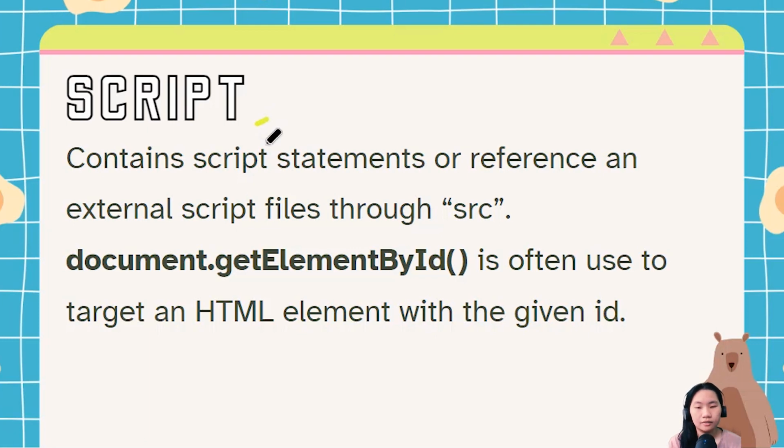Now let's look at script. The script tag allows for script statements, or it can reference an external script file. Similarly to how you would have an external CSS file for HTML and you reference it through the link tag inside of the head tag, JavaScript has that with script, okay? And as I've mentioned previously, document.getElementById, do pay attention to this camel case over here. It's very important with JavaScript. It's often used to target an HTML element with the given ID. Okay, you know that already.